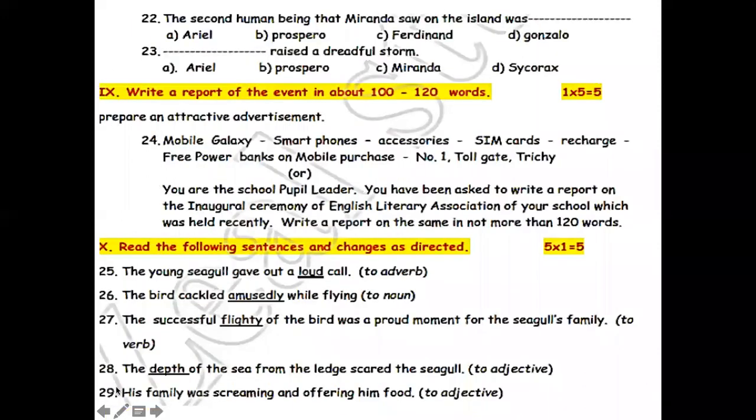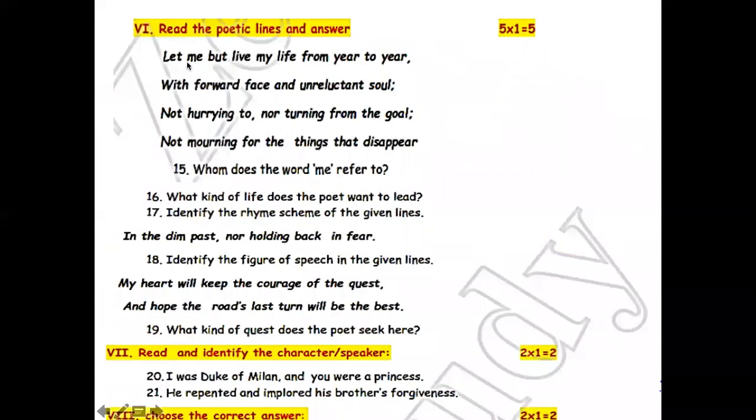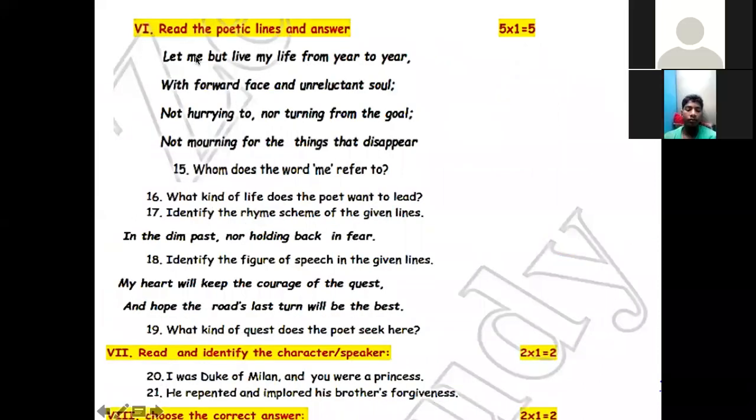That is given there. So here you have to say in this line, who is this me. Then what kind of life does the poet want to lead? This is the second question from these lines. Then identify the rhyme scheme of the given line. So each question contains 1 mark each.